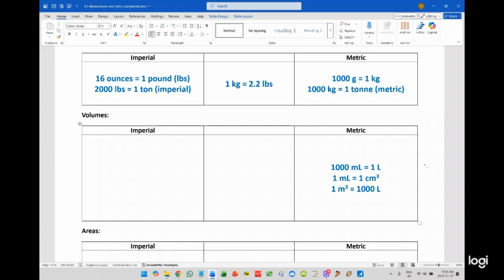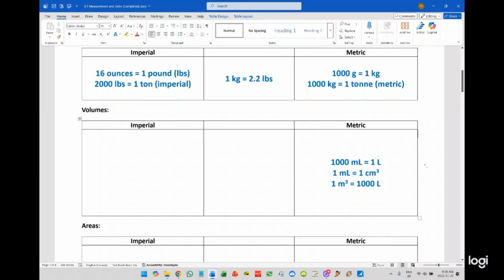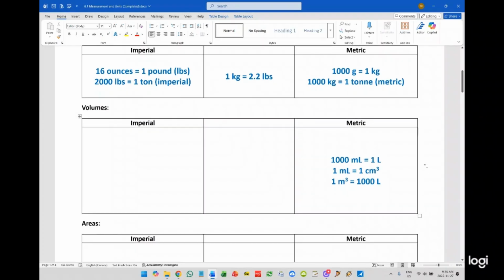You may be more familiar with a liter as half a large bottle of pop. That's the easiest way most people think about it. 1 cubic meter, so 1 meter by 1 meter by 1 meter, would be 1,000 liters. Each liter is 10 centimeters. 10 centimeters is 1/10 of a meter, so 10 of those by 10 of those by 10 of those gives you the 1,000 liters in a meter cubed.